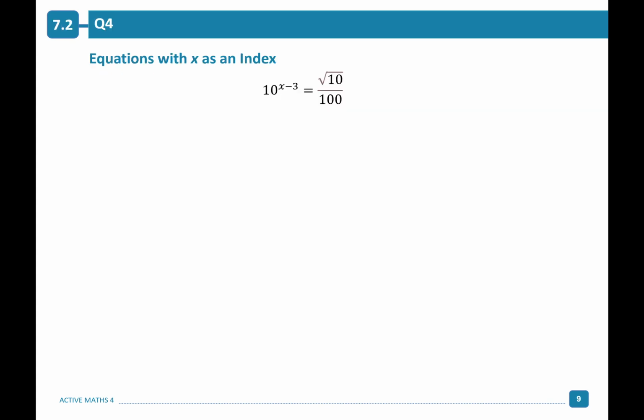Let's look at an example. This is question 4 on exercise 7.2, part 3. Solve for x, where 10 to the power of x minus 3 is equal to root 10 over 100. Okay, step 1. You must write all terms with a common base. 10 squared is equal to 100. Therefore, 10 to the power of x minus 3 equals root 10 over 10 squared.